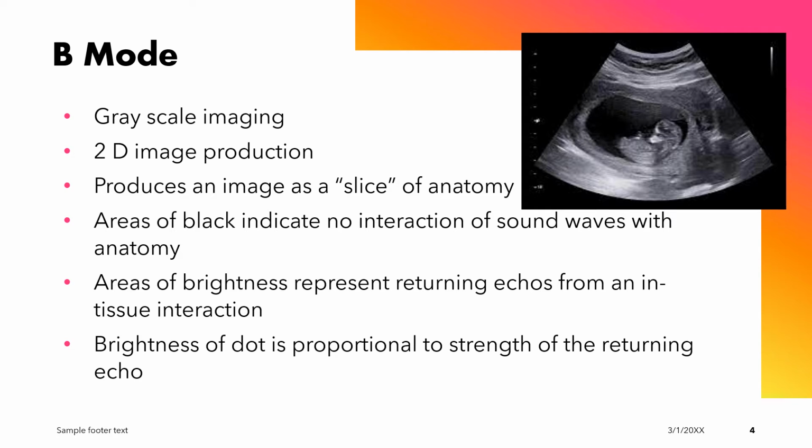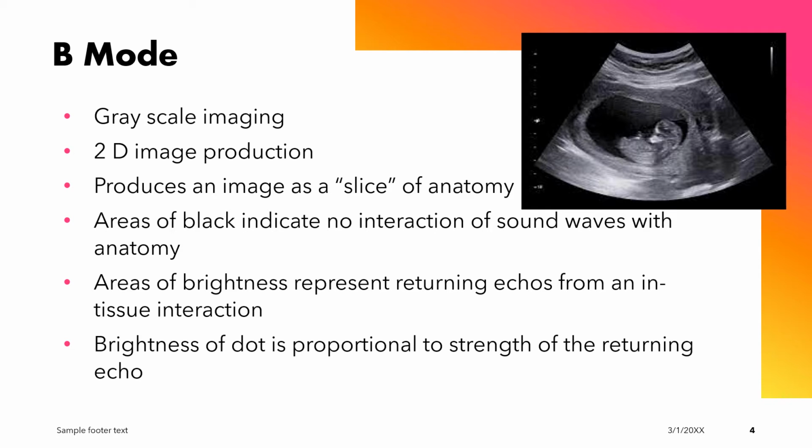Now this is first because this is the most common scanning mode that we utilize. So B mode is just general grayscale imaging, and the B is for brightness or black and white. This is a 2D image production, or the representation of a slice of anatomy in a 2D image.